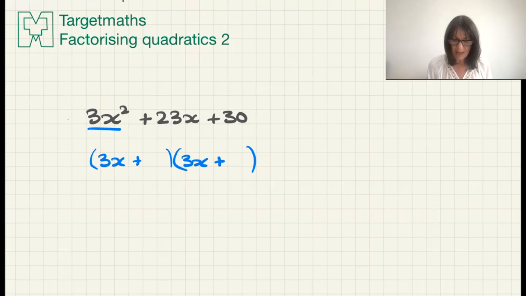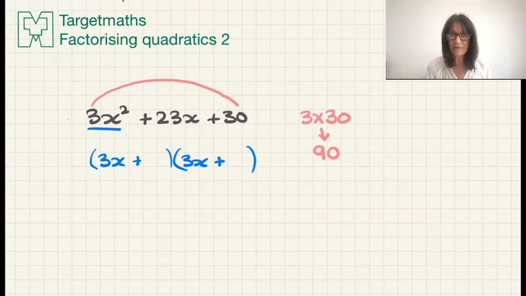Before, when x squared just has that one in front of it, where it's just x squared on its own, I would have looked at the 30 and I would have looked at the factors that made 30. That is not what we're going to do here, okay? What we're going to do is take the first term and the last term, so the 3 and the 30, multiply them, and that's the number that we're going to work on. So that's the first difference.